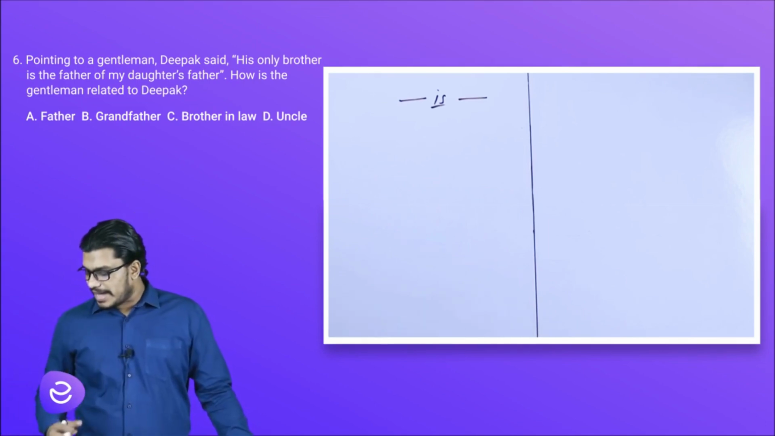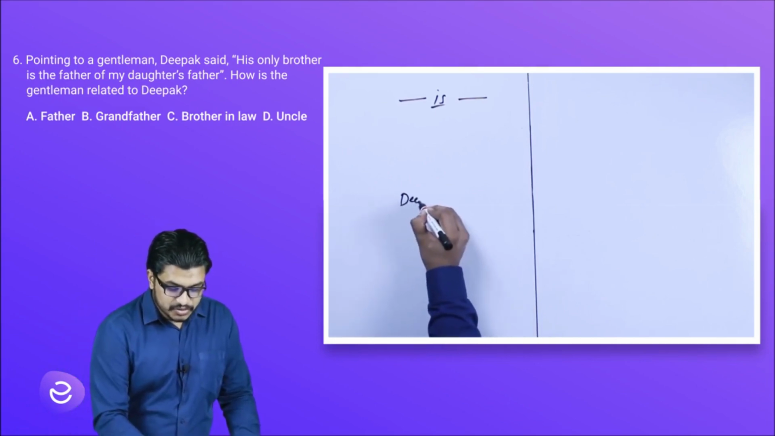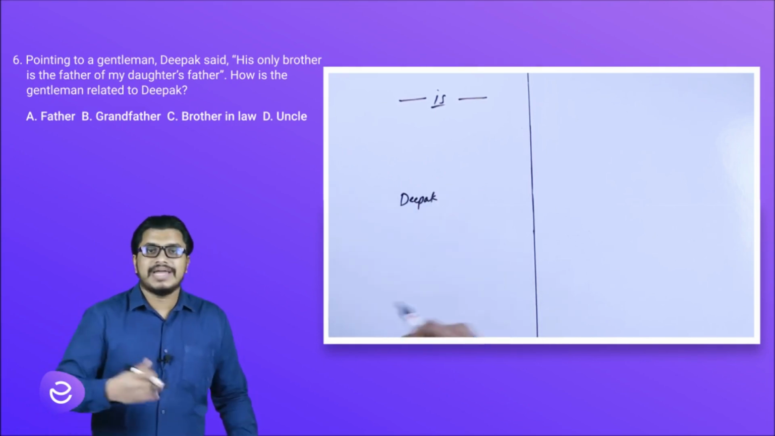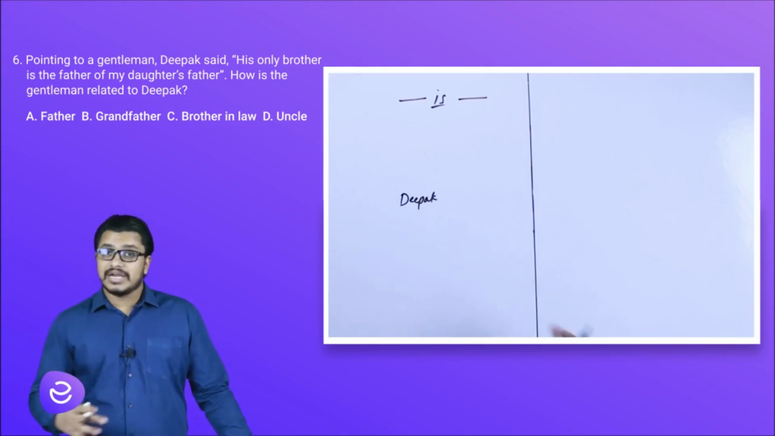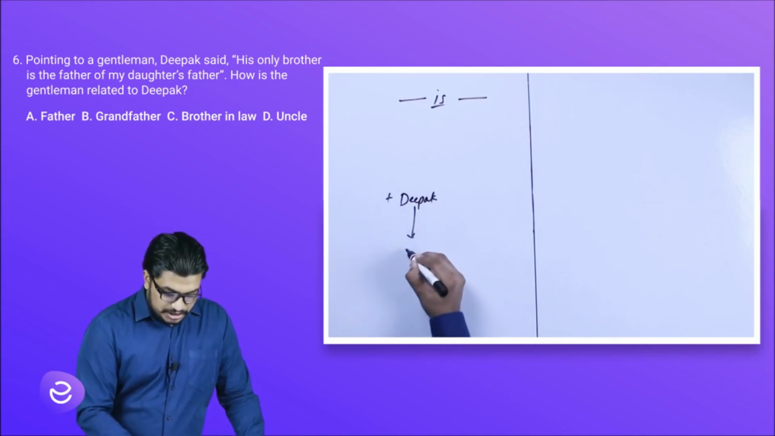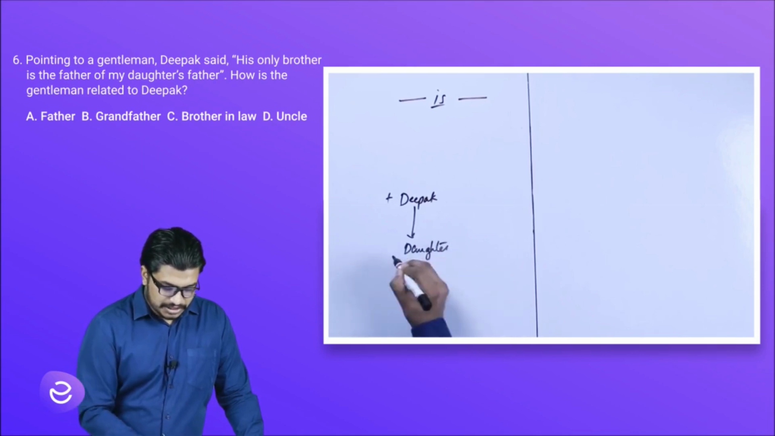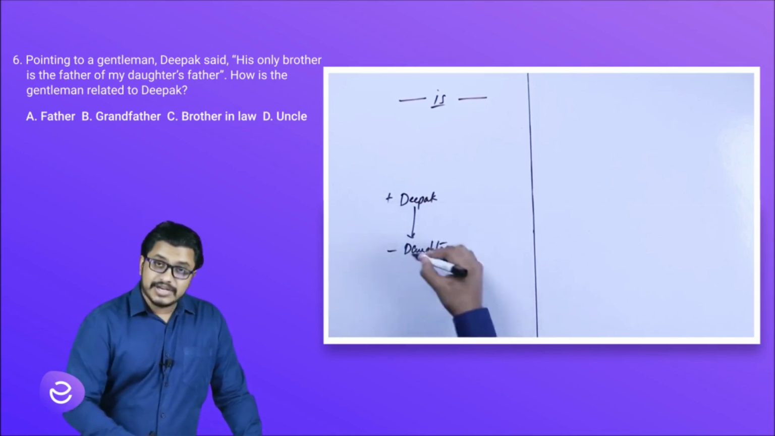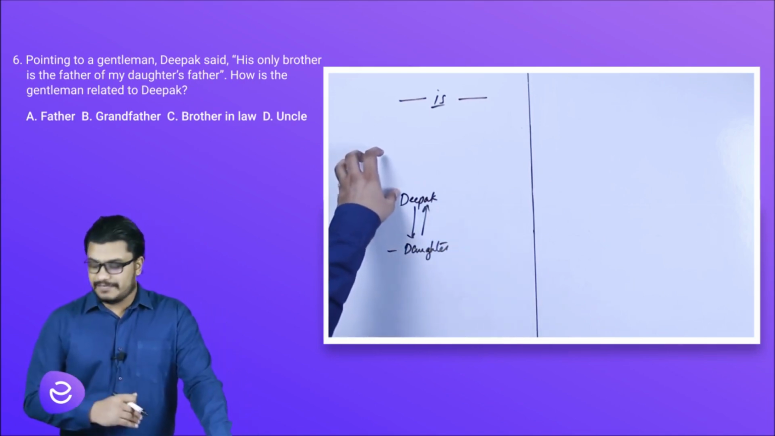So we'll start from the back. My daughter's father. Deepak is the person who is speaking, so when he says "my daughter's father", it relates to Deepak. Deepak is a male. We can say that this is Deepak's daughter, who is a female. My daughter's father comes to Deepak himself.